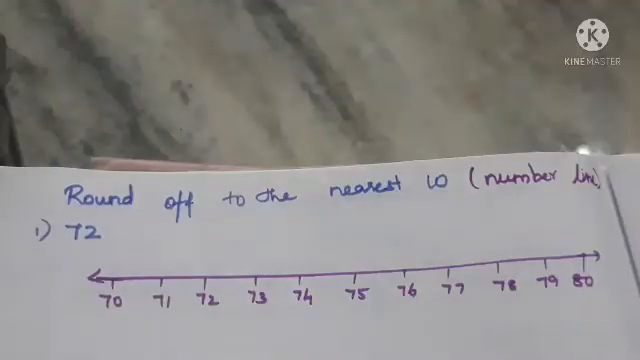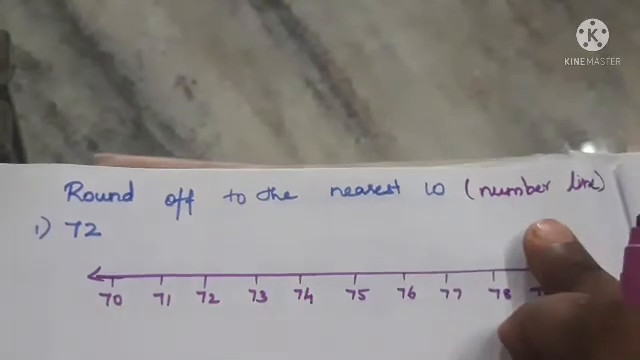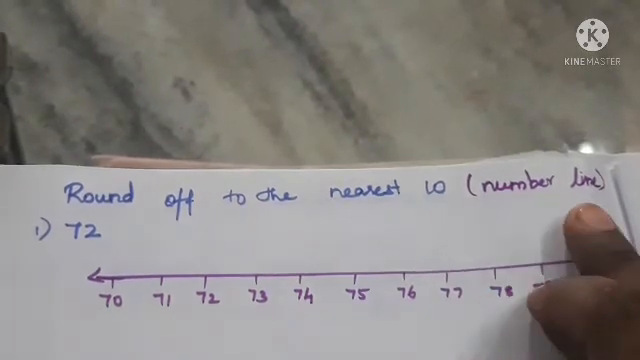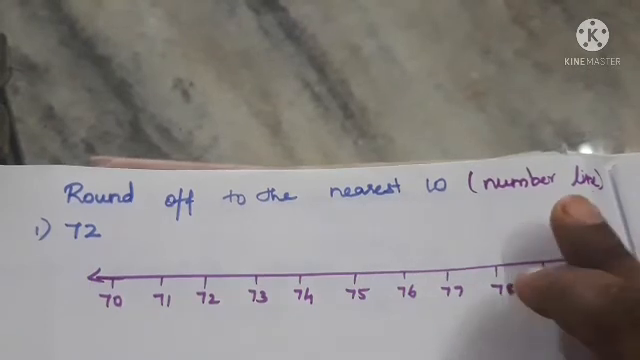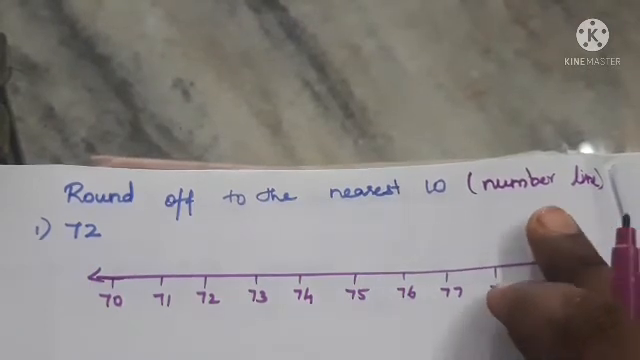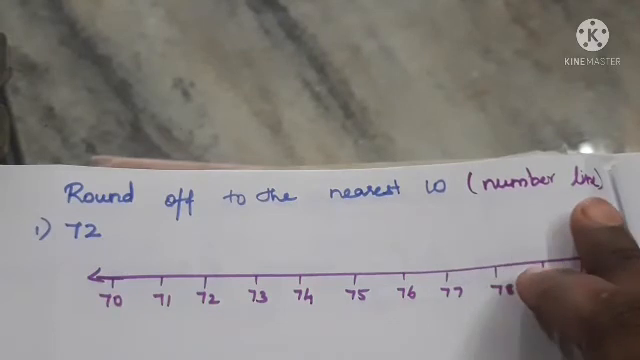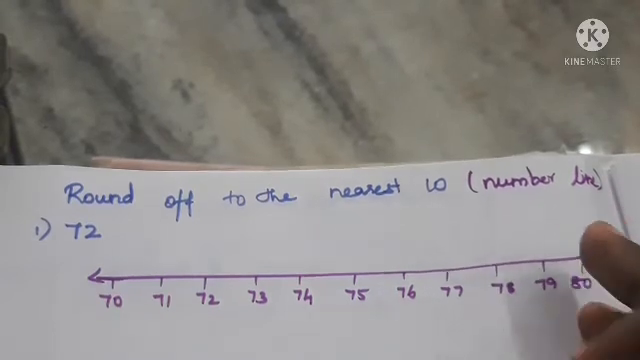So next we have to round off to the nearest 10. Round off to the nearest 10. So in the bracket what is given? Number line. Okay, using the number line we are going to round off to the nearest 10. Okay, so look at the question and write it here. They asked you to do it in the number line form. Maybe they will ask in the shortcut method also.